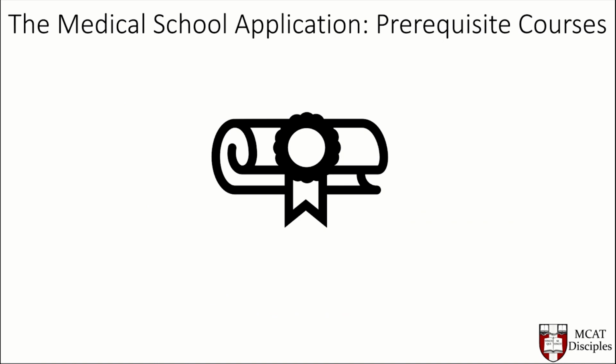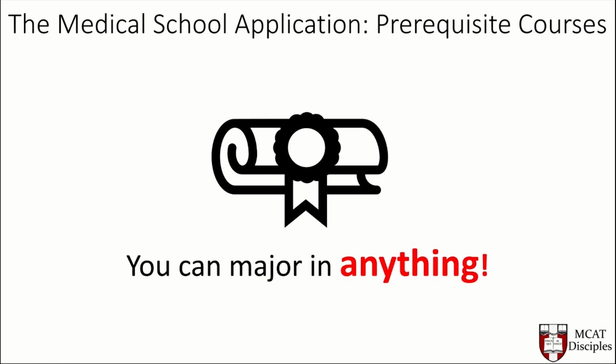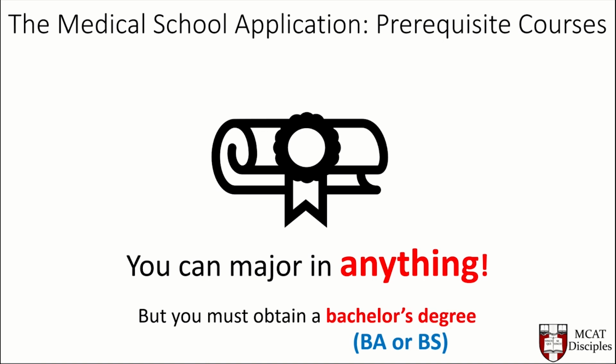After discussing prereqs, the next logical question that comes to mind is, do I have to major in anything in particular? You can major in anything you want, but you have to obtain a Bachelor's of Arts or a Bachelor's of Science. You have to obtain a 4-year degree. This means you can major in humanities, sociology, biology, biochemistry, English, again, whatever you want. Just as an aside, you may tell your friends and family that you are a Premed student, but Premed is not a major.